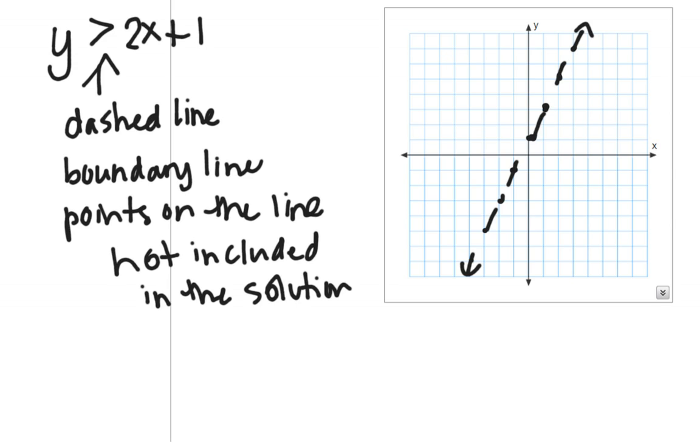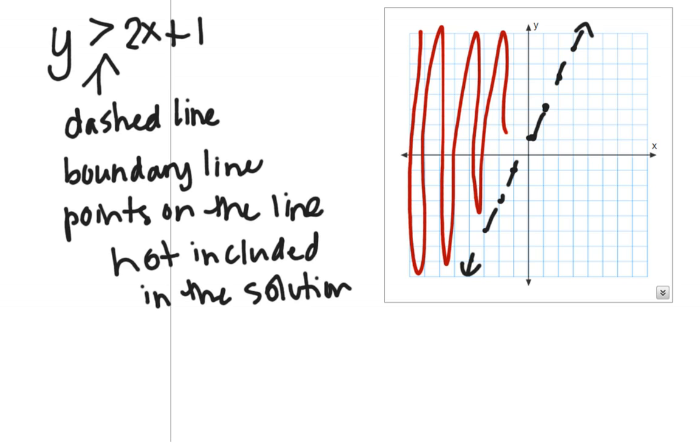That line divides my plane into two halves. If I look at my greater than symbol, I can see that I would be looking for values that are greater than whatever y is. Y is represented by the line. Greater than in a y direction is above a line. So what I am just shading in red would be my answer.